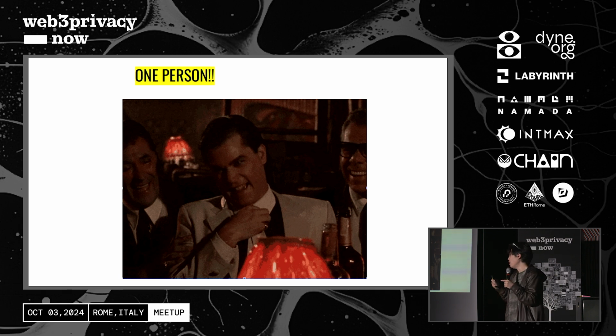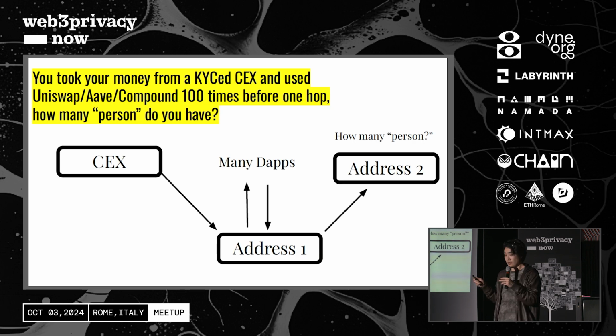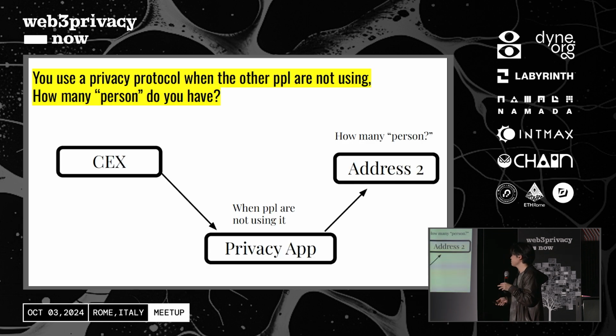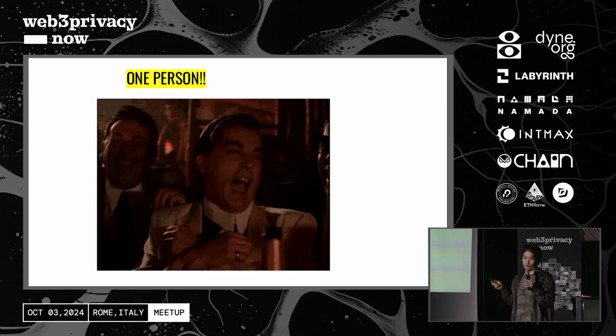This is why, and you withdraw all the money to that address too, right? Before that. So basically, it's definitely one person, right? So you use a privacy protocol when the other people are not using it. How many person do you have for your privacy? How many person do you have for your privacy right here? Basically no people using that privacy app. Yeah, exactly. Of course it's one person.